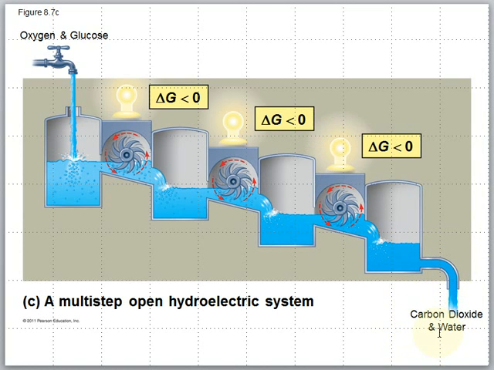The carbon dioxide and water have less energy than the input oxygen and glucose did, and that is given off as waste product, replaced with new, and that process continues, never reaching an equilibrium. If you were to reach equilibrium, that would be your death.